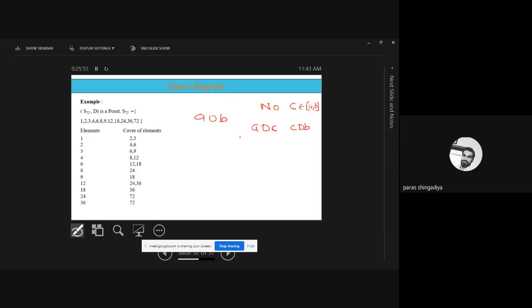After 2, that is a 4. Okay, let's put 4 here. So that is not a possible answer as a cover element. Why is it not a possible answer? 1 divides 4 correct है, ठीक है? But in between 1 and 4, which entry is that? 2. And 2 is satisfied with both. 1 divides 2 and 2 divides 4. So therefore 4 is not an answer.